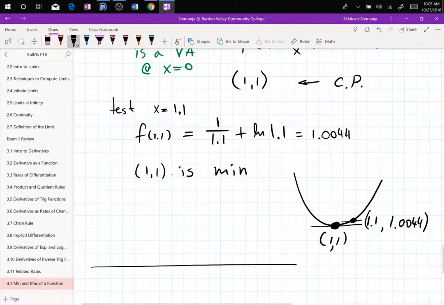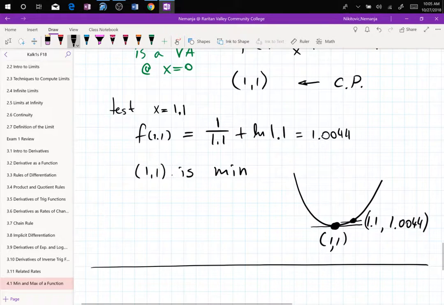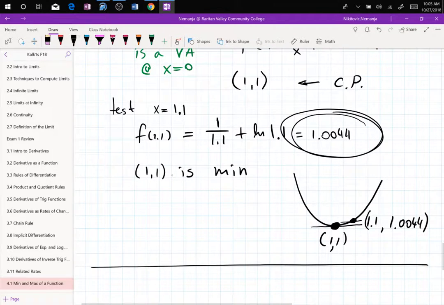Is that 1.1 is min or 1? No, 1.1 is a minimum. 1.1. Yes. And this we used as a test point. Now we're not going to use this because you guys are going to see 4.3 today.